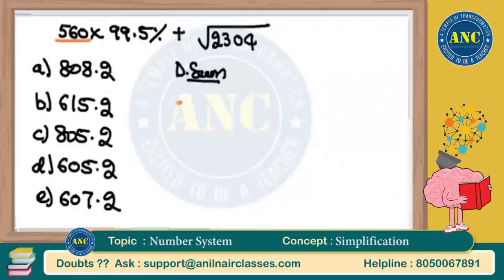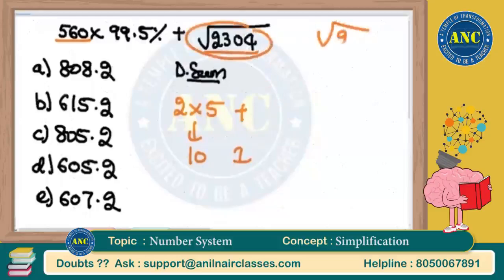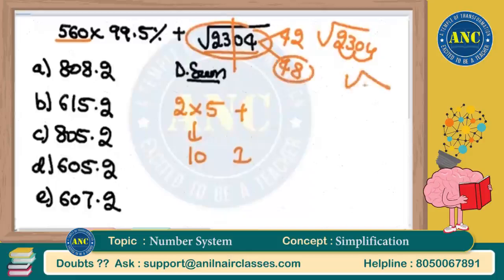560: 5 plus 6, 11. 2 into 5, 2 5s are 10. 10 is 1. 1 plus. This is 2304. We will keep it aside. So it is nothing but root of 2304. 4 plus 3, 7. 7 plus 2, 9. So that we will keep aside. I will find out the square root. I think I discussed it in the morning. So it will become 2 or 8. So 42 or 48. So 48 will give you the same digital sum.